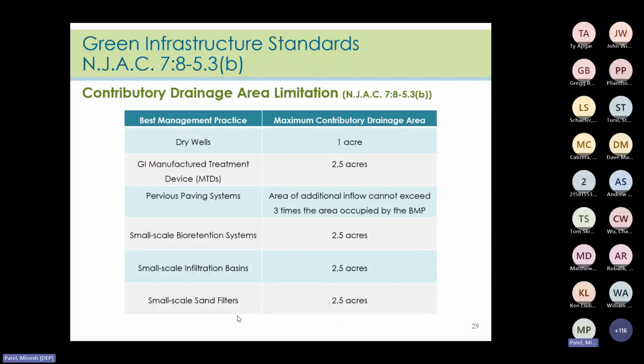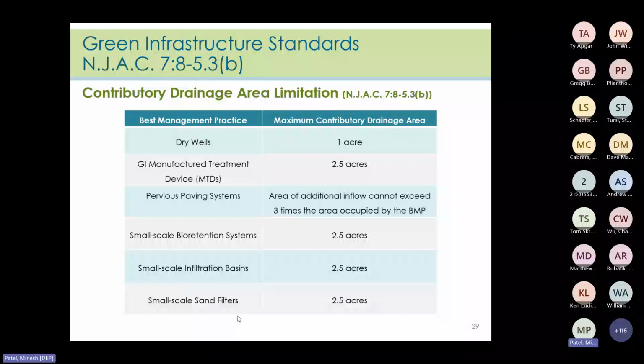As you can see, the column on the left includes the name of the BMP, and the column on the right includes the maximum contributory drainage area. So for example, if you are using a dry well, the maximum contributory drainage area is going to be 1 acre, MTDs 2.5 acres, and so on. Note, this is table 5.1. So again, we're only talking about MTDs that are approved for green infrastructure.